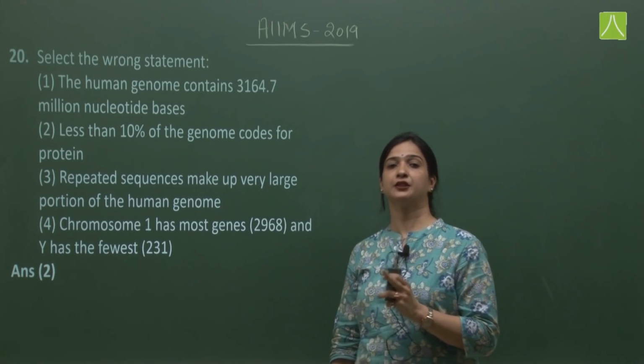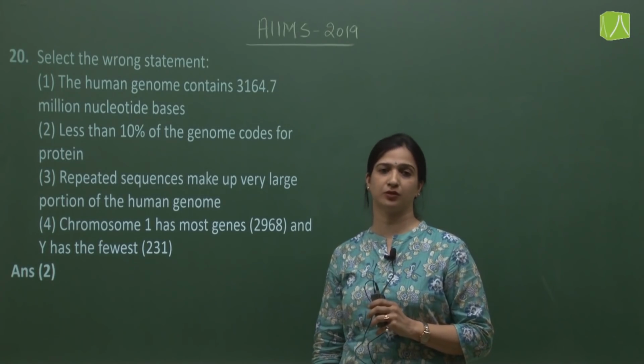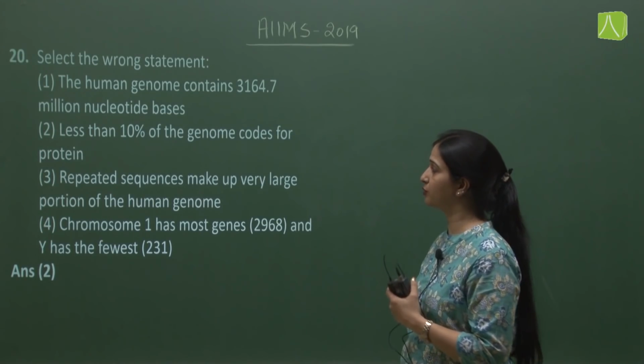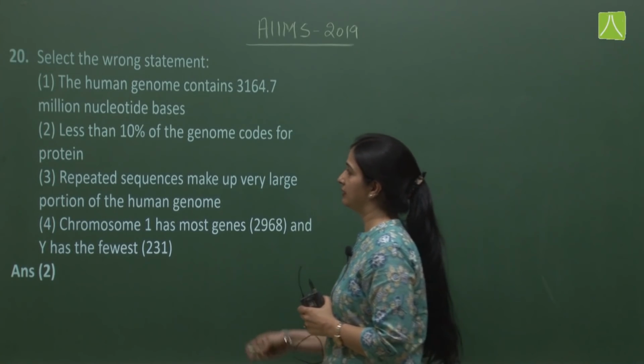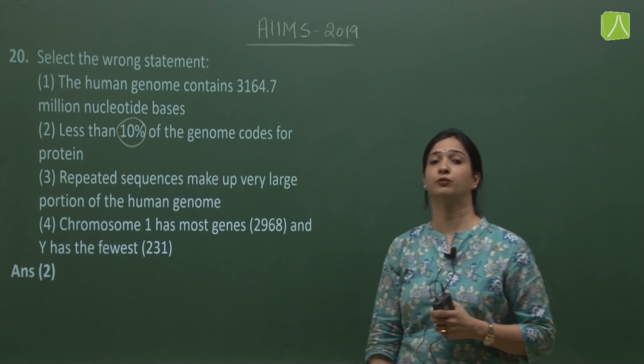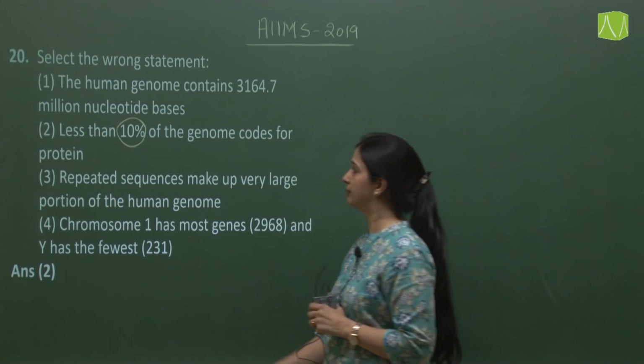Okay, so this is a direct NCERT based question which has been taken from the chapter molecular basis of inheritance, from the human genome project. If we go through these options, the incorrect one is second, because here 2% of the genome codes for protein, less than 2%. So the correct answer will be second.